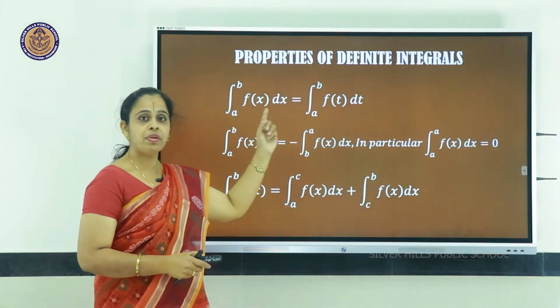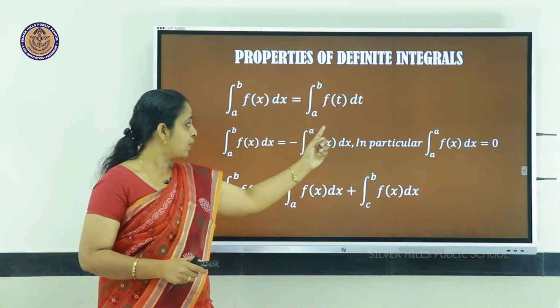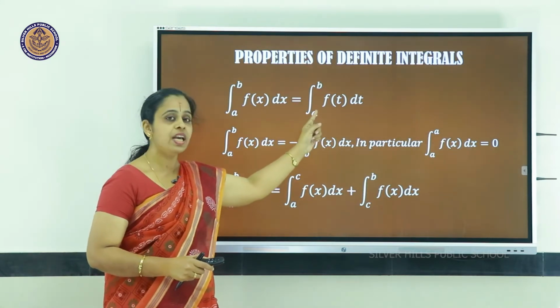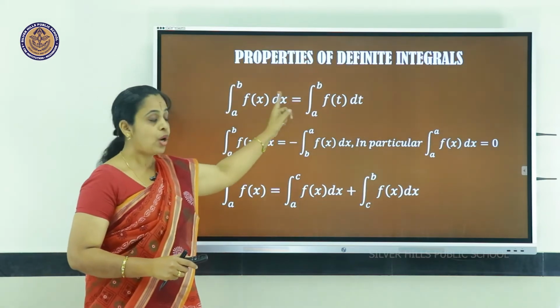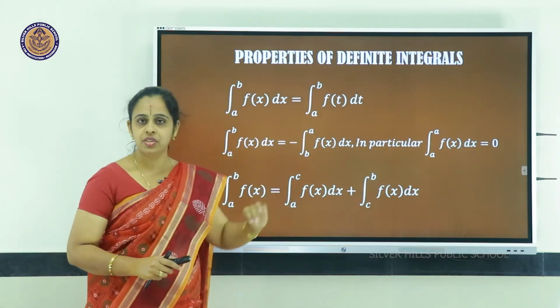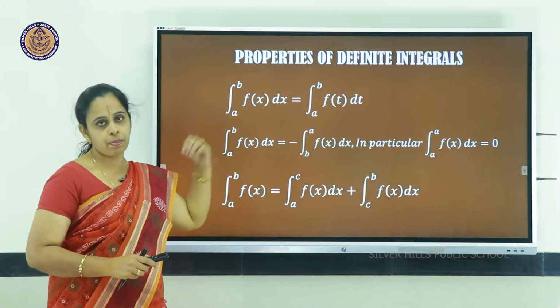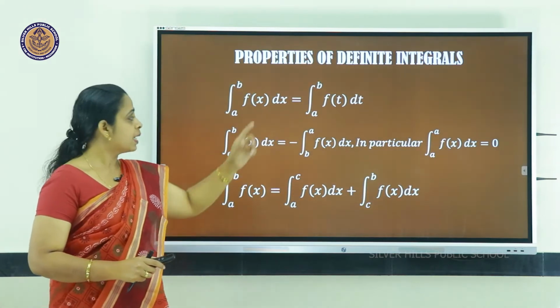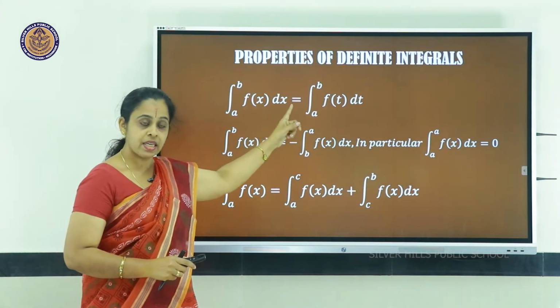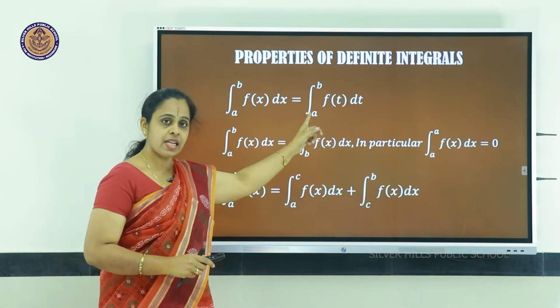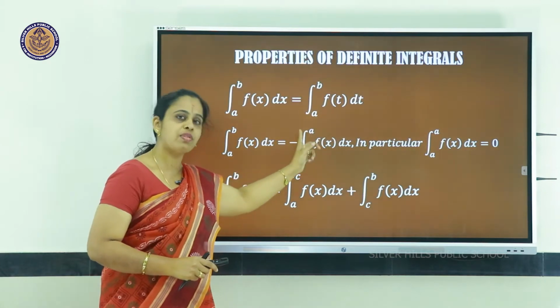Integral a to b f(x) dx is equal to integral a to b f(t) dt. The limits are the same, only the variable is changed. This can be applied. For example, integral sin x dx is the same as integral sin t dt on the same limits.